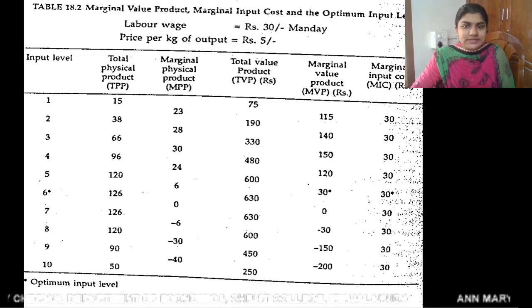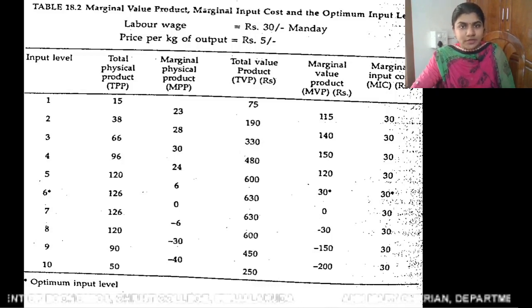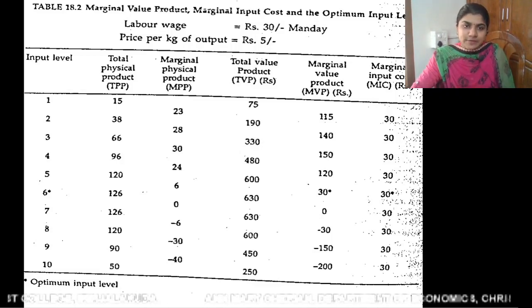Or we can calculate marginal value product by multiplying MPP with 5. So MPP into 5, price per kg of output, will also give you marginal value product. So 23 into 5, 115. 28 into 5, 140. 30 into 5, 150. So likewise also you can calculate marginal value product. So either from TVP or MPP you can calculate MVP.